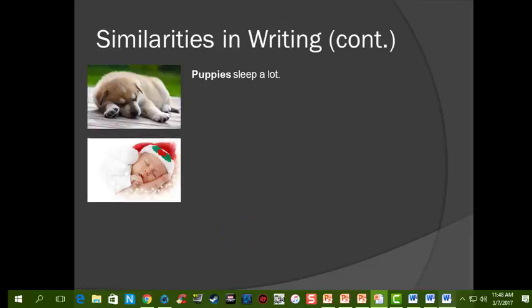Puppies sleep a lot. Babies also sleep a lot. So what can I do? I start with a sentence like puppies sleep a lot. I can also say babies sleep a lot. It doesn't matter which sentence you start with. And then I say, like babies, puppies sleep a lot. So I know babies and puppies sleep a lot.